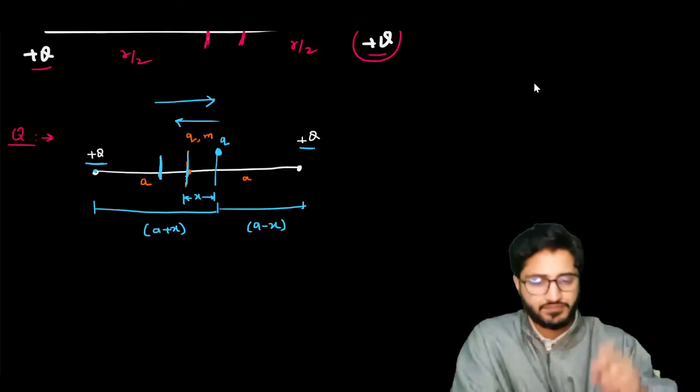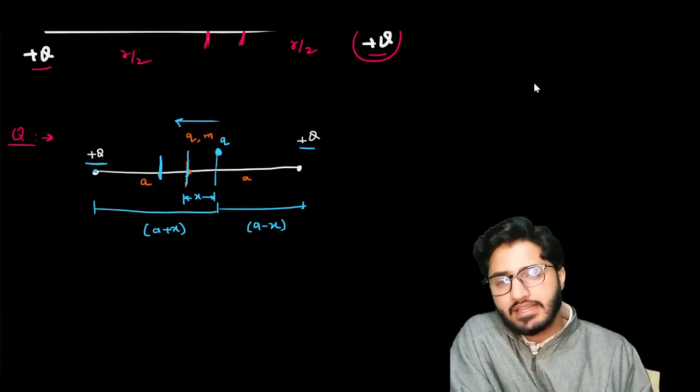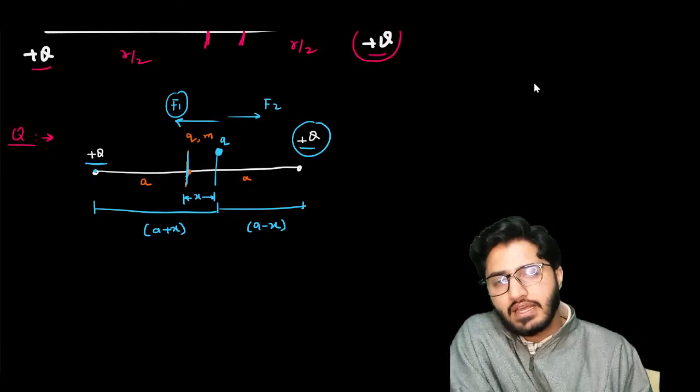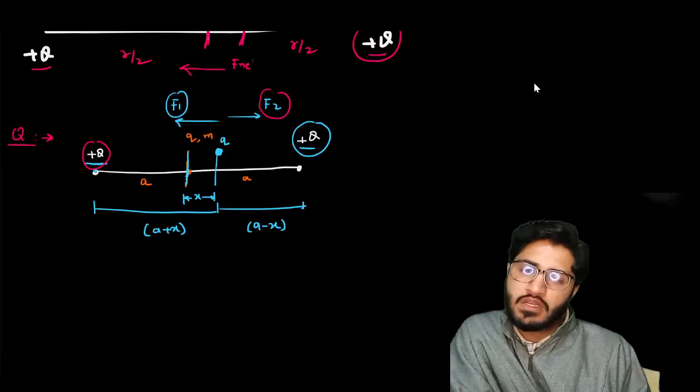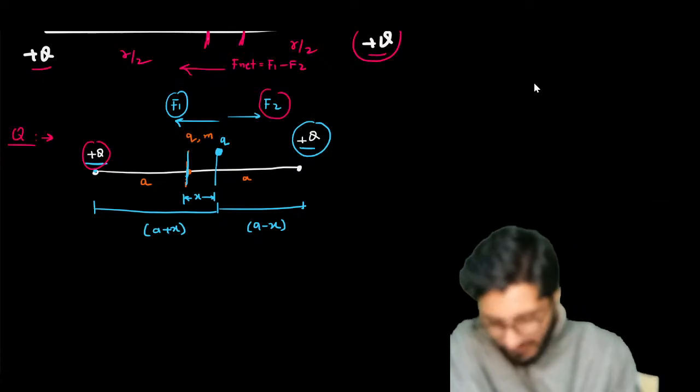Okay. Look now. So when my particle is at this particular position, this one is F1, this one is F2. F1 is due to this particular particle and F2 is due to this one. So my F net would be in this way. So I can write F net is F1 minus F2.